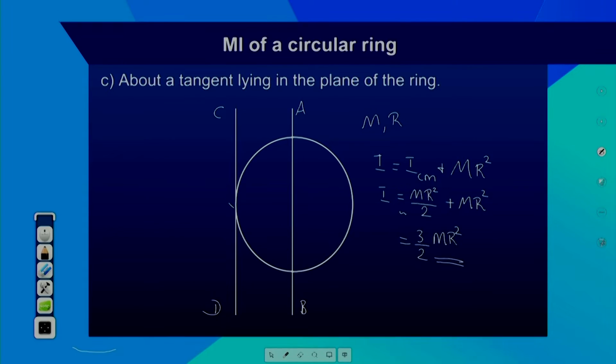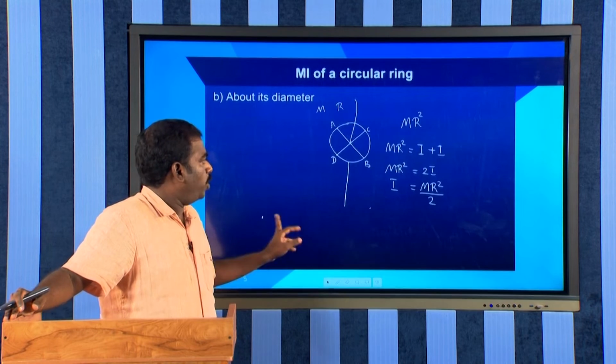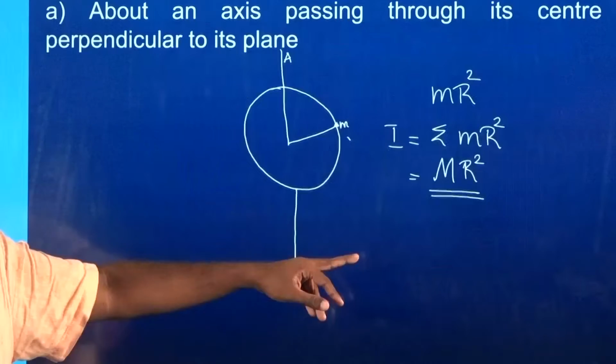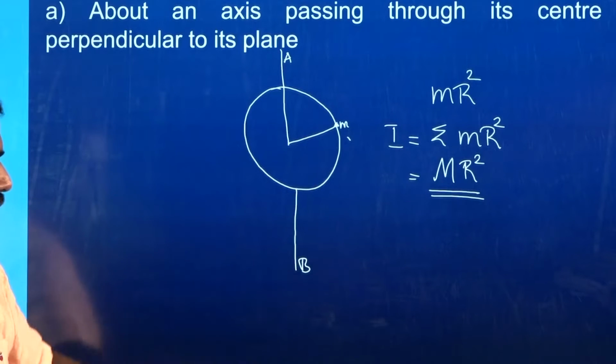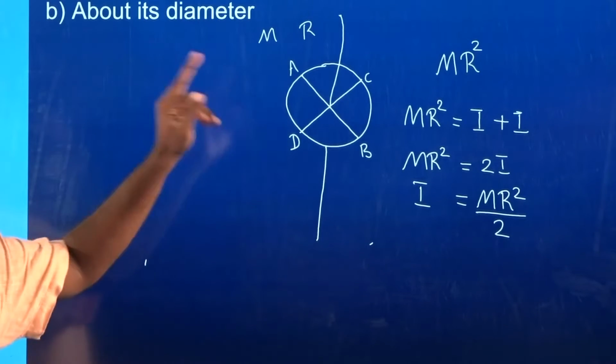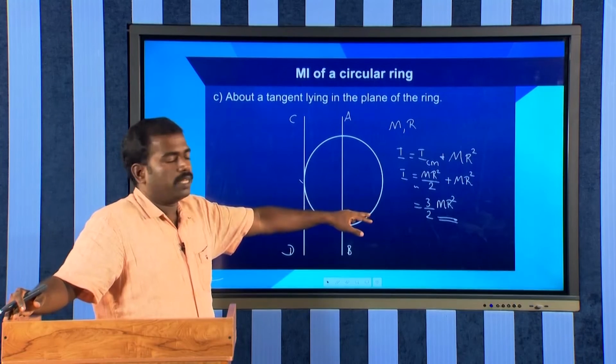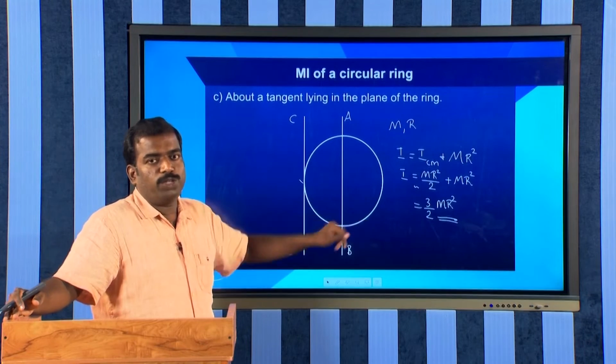So, in the case of the circular ring, we learned three formulae. First one, moment of inertia of the ring about an axis passing through its center and perpendicular to its plane, it is MR square. Second, we learned about its diameter, it is MR square by 2. Third, it is about a tangent, it is given by 3 by 2 MR square.